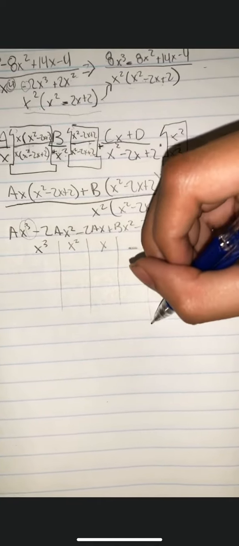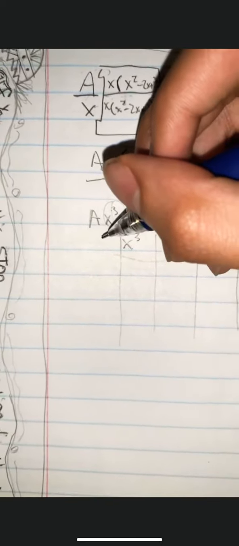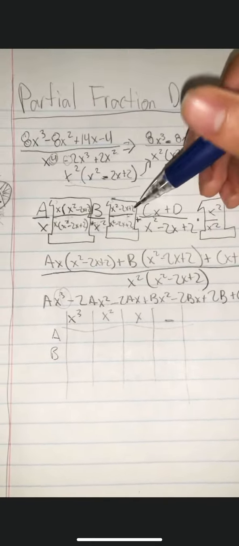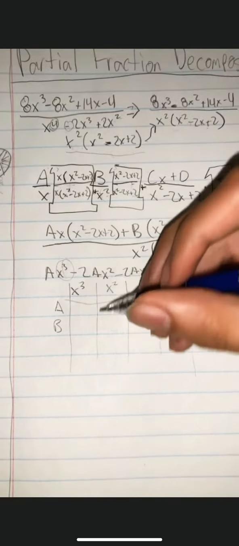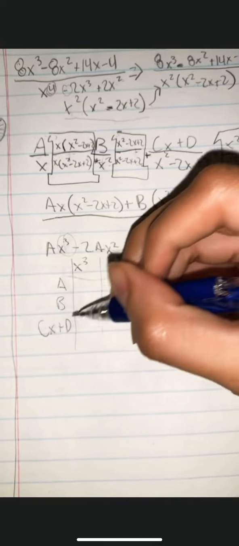So for the ones that don't have an x, we'll go here. And then we will have our other letter variables, which is the a, b, c, and stuff like that. So what that'll be, it'll look like this: a, b, and then what we used up here, right here, cx plus d. That's its own thing. So it'll be cx plus d. So this is what we have so far. Let me fix this up a little bit.